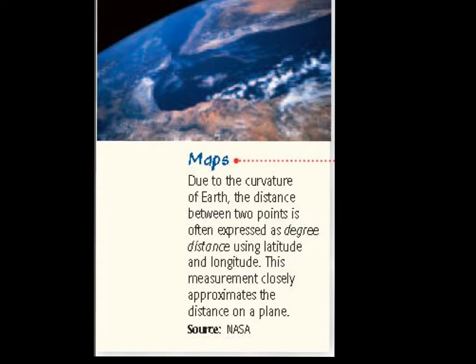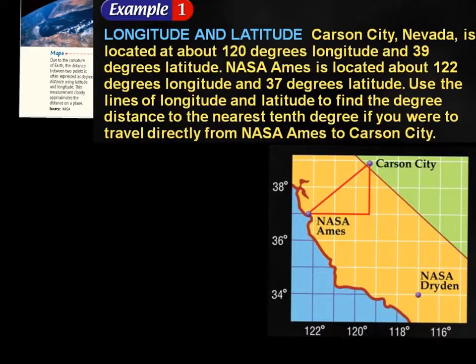Due to the curvature of the Earth, the distance between 2 points is often expressed as degree distance, using latitude and longitude. This measurement closely approximates the distance on a plane. Carson City, Nevada is located at about 120 degrees longitude and 39 degrees latitude. NASA Ames is located at about 122 degrees longitude and 37 degrees latitude. Use the lines of longitude and latitude to find the degree distance to the nearest tenth degree if you were to travel directly from NASA Ames to Carson City.